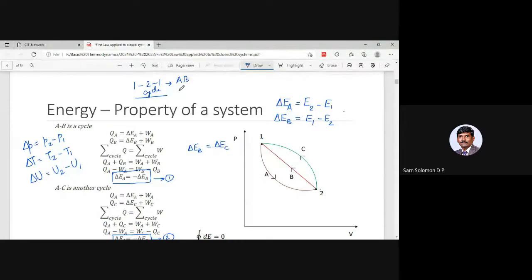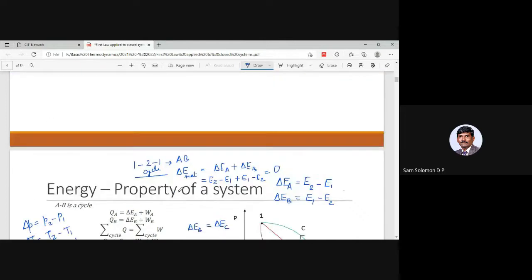So let me find the net change in internal energy. Delta E net is going to be delta EA plus delta EB. What is delta EA? That is E2 minus E1. What is delta EB? That is E1 minus E2. So what is the net change in the internal energy? It's 0. That is what you should understand.